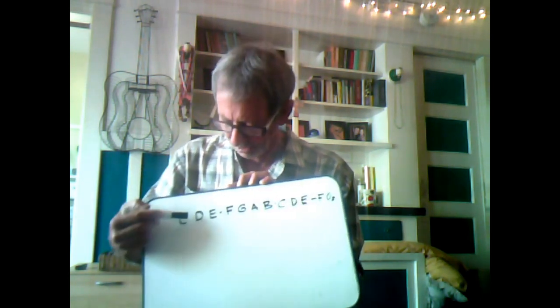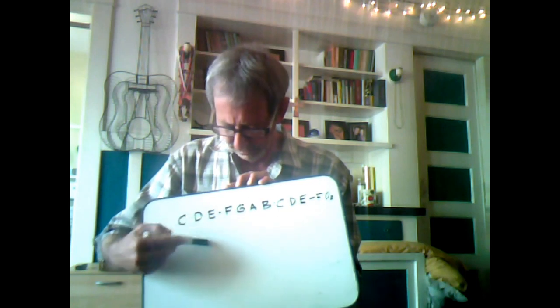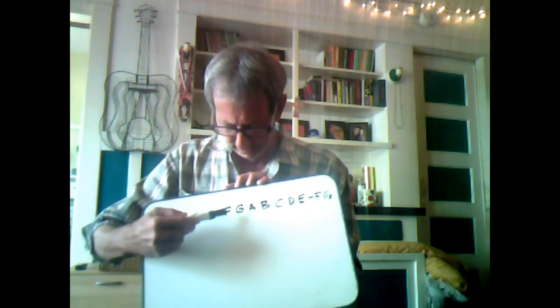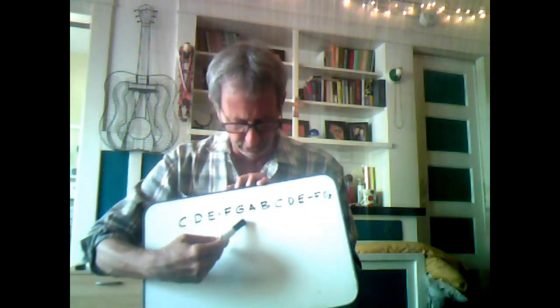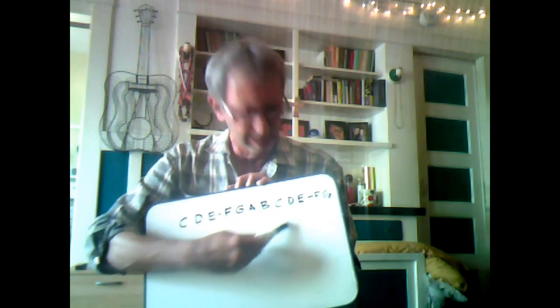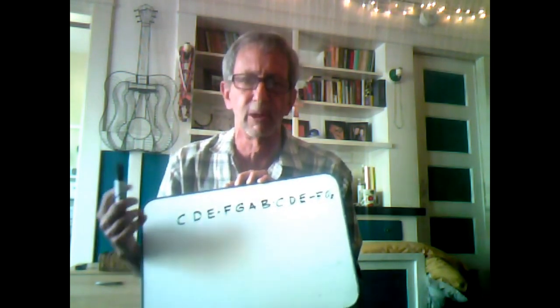So C to F, D to G, E to A, not F to B, G to C, A to D, and B to E are all perfect fifths. They all count 2.5 steps, okay? Did I say fifths? I meant perfect fourths. I've been doing that a lot lately.